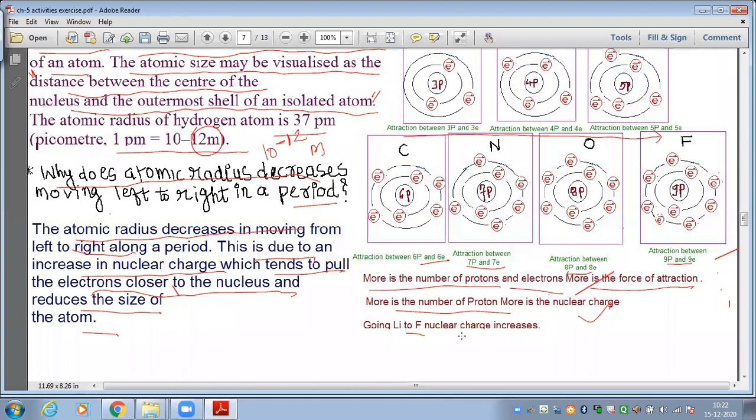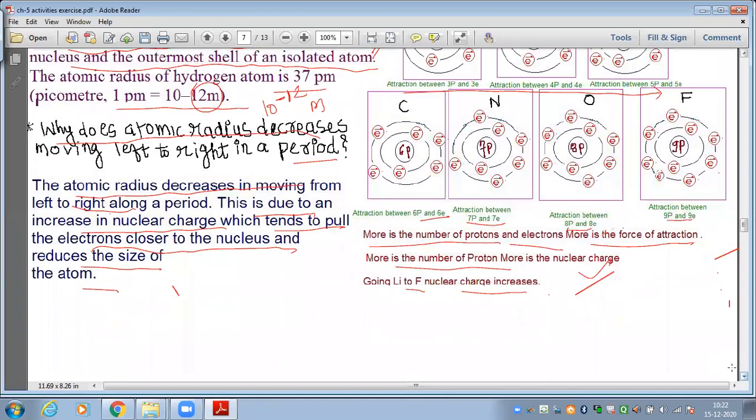Going from lithium to fluorine, nuclear charge increases. That is what you can now easily understand, that going from lithium to fluorine, nuclear charge increases. Now let's look at the answer once again.